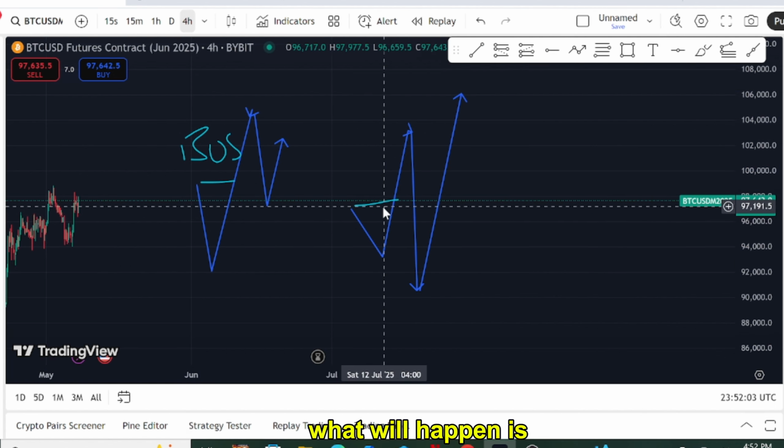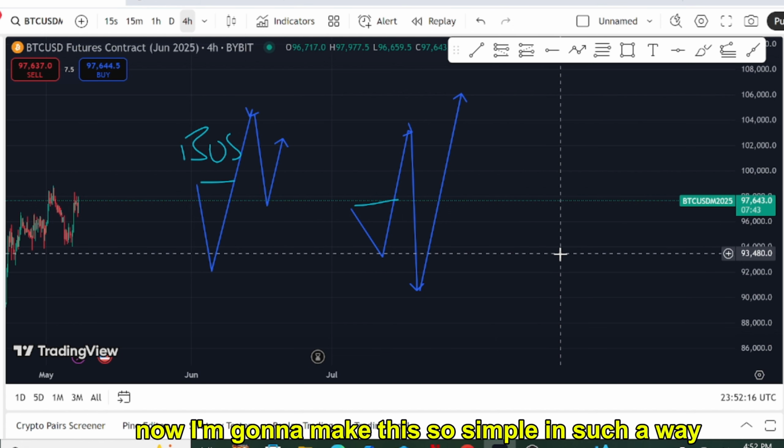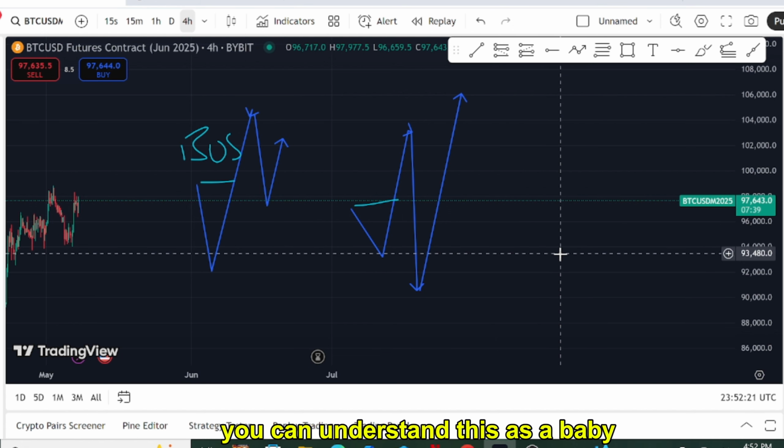you will tend to see what we call a sweep. Then after seeing a sweep, you see a first break of structure, you see another low, then another break of structure, and then you buy. Now I'm going to make this so simple that you can understand it as a baby.